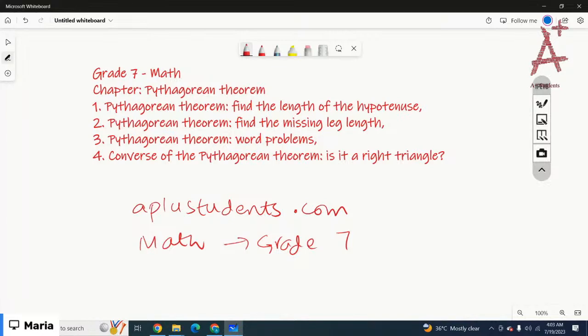We're going to start with the chapter Pythagorean theorem. The lessons we're going to cover today are Pythagorean theorem, find the length of the hypotenuse; Pythagorean theorem, find the missing leg length; Pythagorean theorem, word problems; and Converse of the Pythagorean theorem, is it a right triangle? So let's just start with the first lesson.